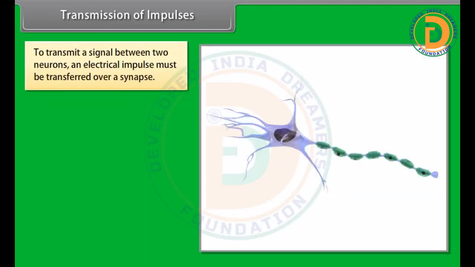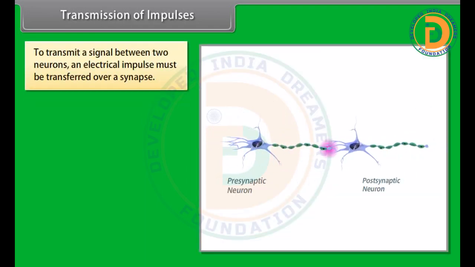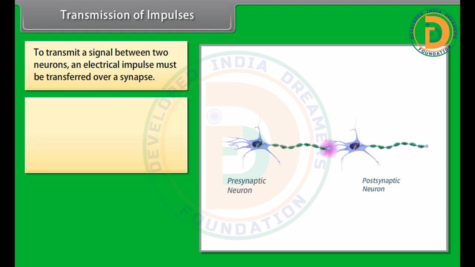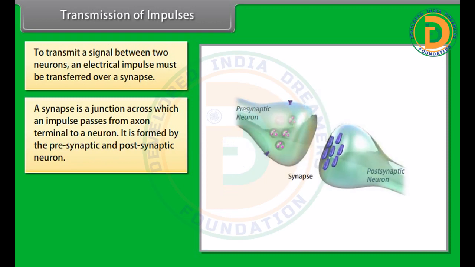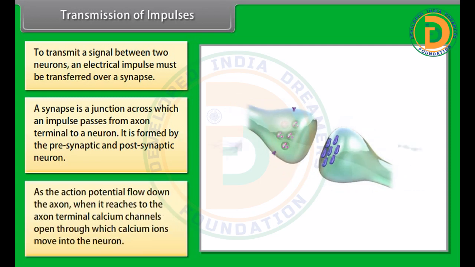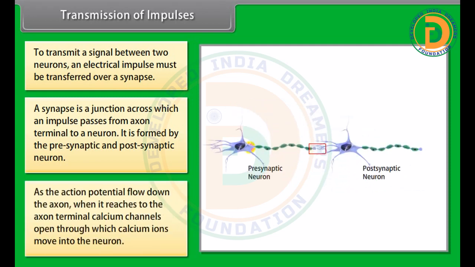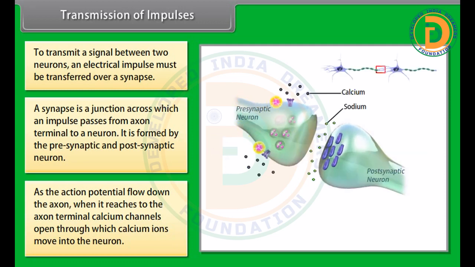To transmit a signal between two neurons, an electrical impulse must be transferred over a synapse. A synapse is a junction across which an impulse passes from an axon terminal to a neuron. It is formed by the presynaptic and postsynaptic neuron. As the action potential flows down the axon and reaches the axon terminal, calcium channels open, through which calcium ions move into the neuron.